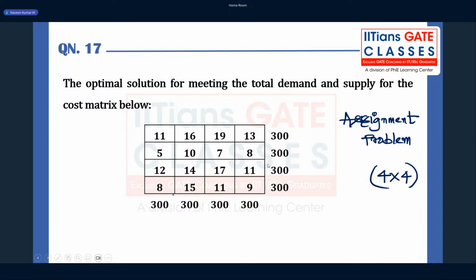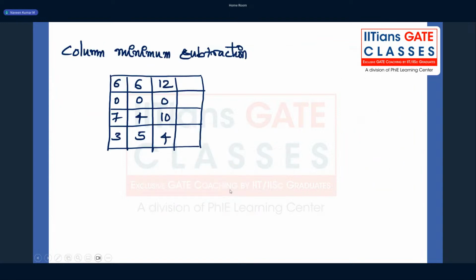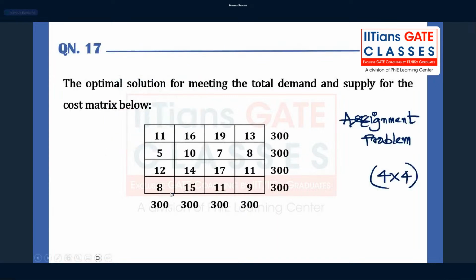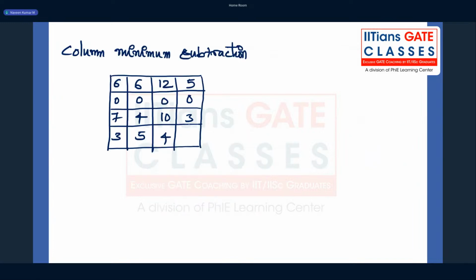So let's do this. So this will be 5, 0, 3, and sorry, this is 9 minus 8, 1. Okay. So now again, we'll do the row minimum subtraction.